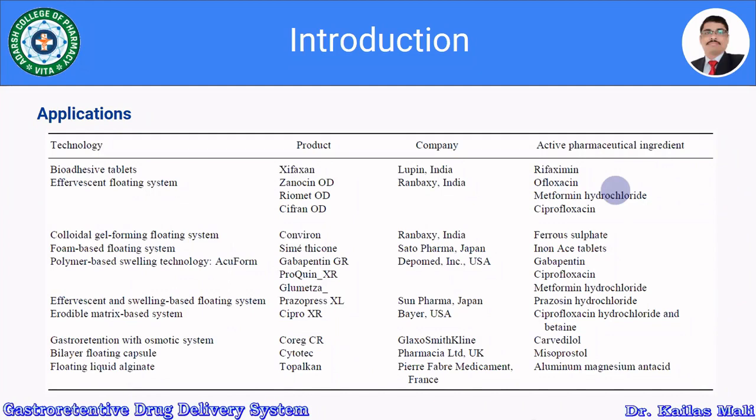So in this session, we have discussed the introduction of the gastro retentive drug delivery system. We have seen what is meant by gastro retention. We have discussed the advantages and disadvantages of gastro retentive drug delivery system. We have discussed the drug selection criteria for the gastro-retentive drug delivery system, and also we have discussed the need for the gastro-retention. So this is about the gastro-retentive drug delivery system.